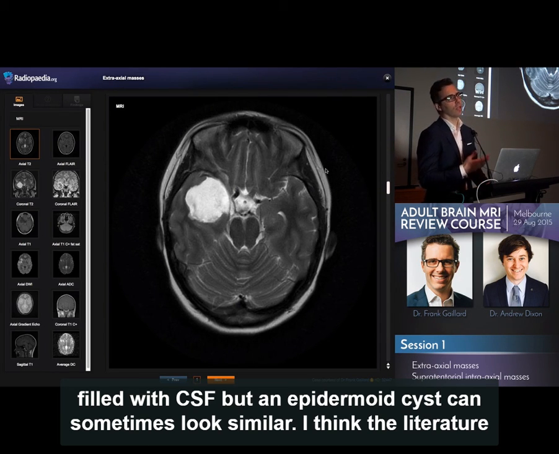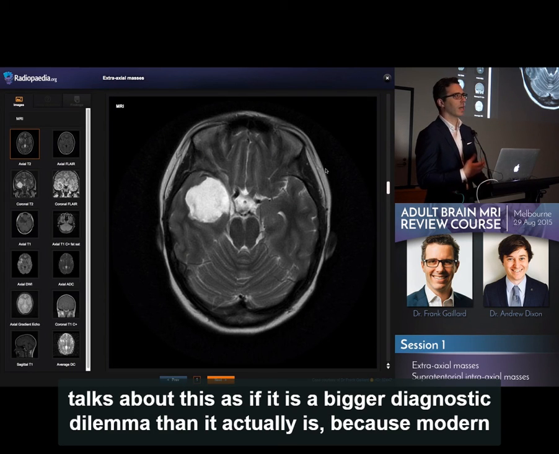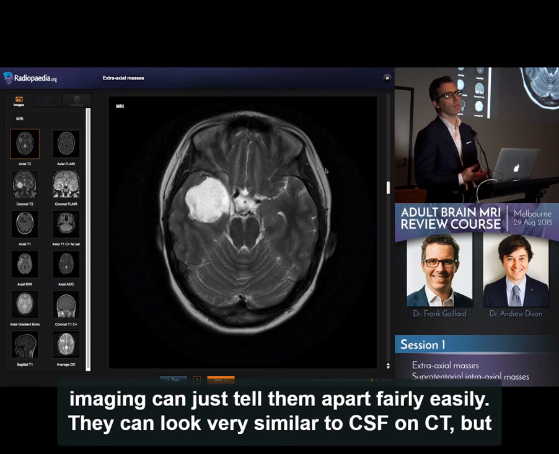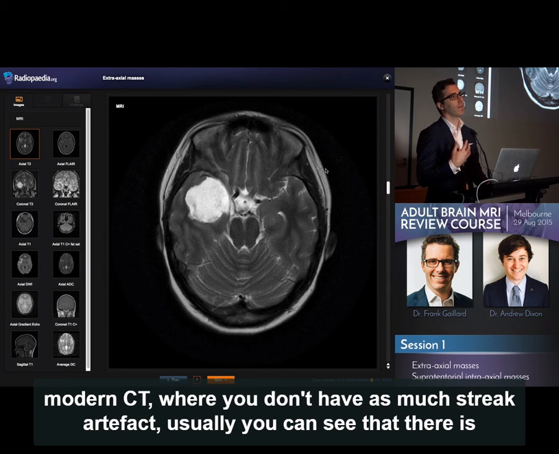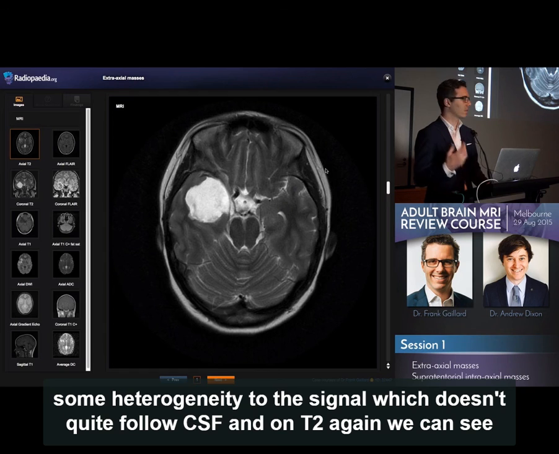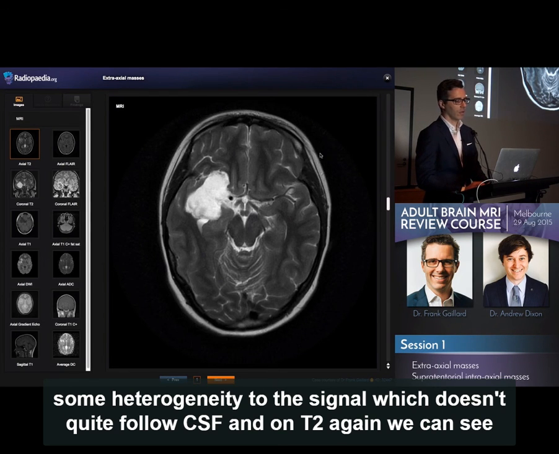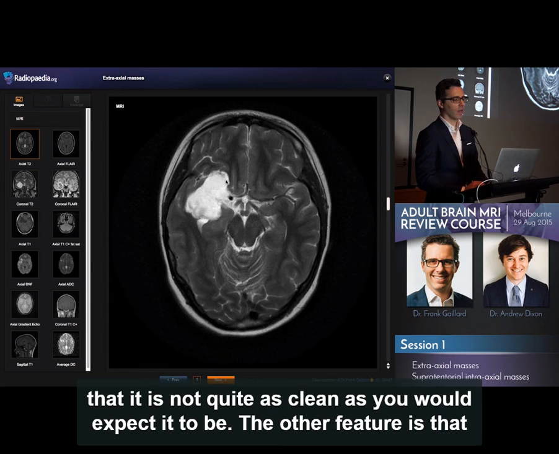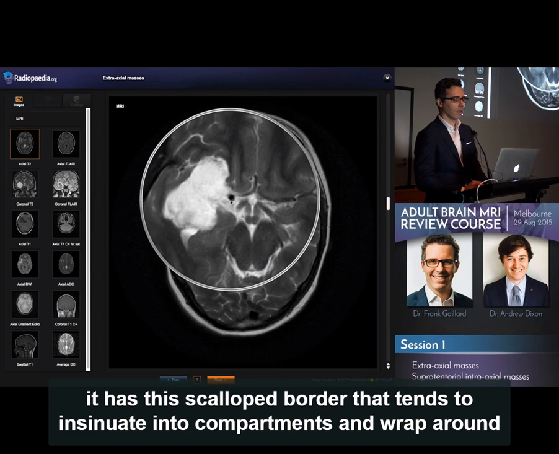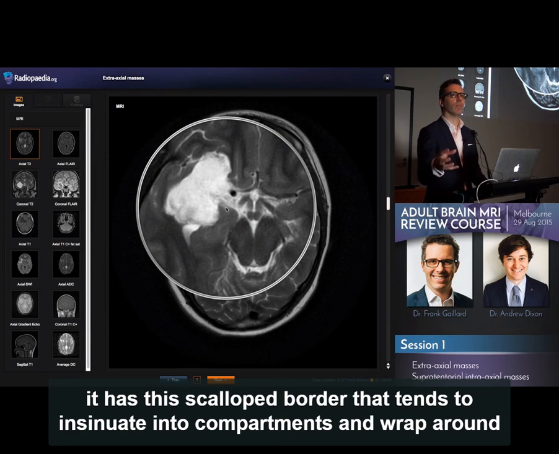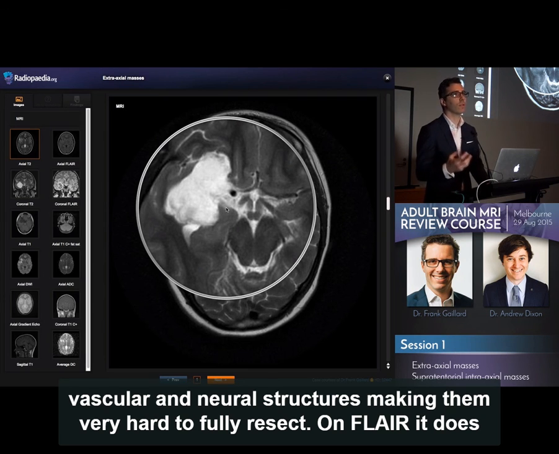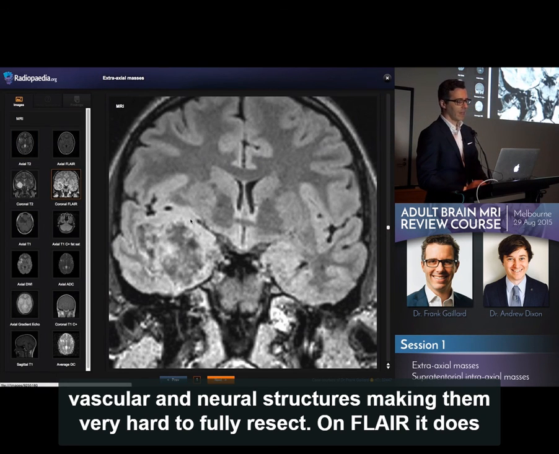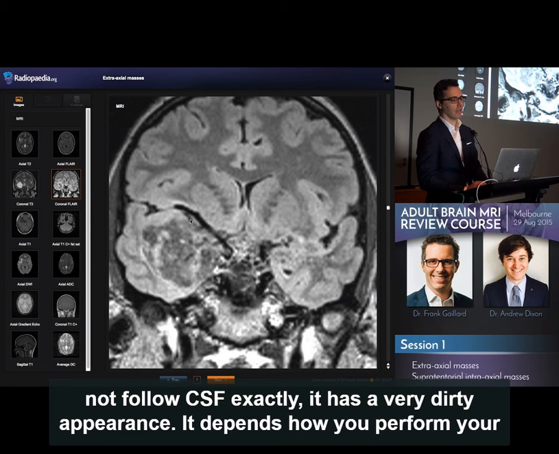I think the literature talks about this as if it's a bigger diagnostic dilemma than it actually is, because modern imaging can tell them apart fairly easily. They can look very similar to CSF on CT, but on modern CT, where you don't have as much streak artifact, usually you can see that there's some heterogeneity to the signal, which doesn't quite follow CSF. On T2, again, we can see that it's not quite as clean as you'd expect it to be. The other feature is that it has this scalloped border. It tends to insinuate into compartments and wrap around vascular and neural structures, making them very hard to fully resect. On FLAIR, it does not follow CSF exactly. It has a very dirty appearance.